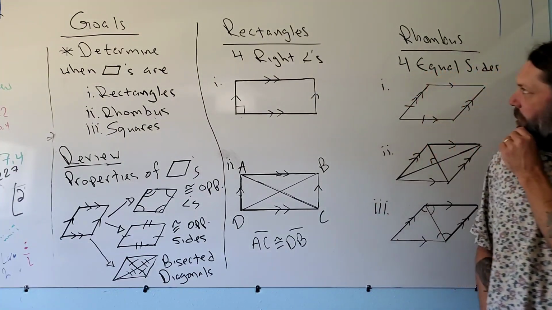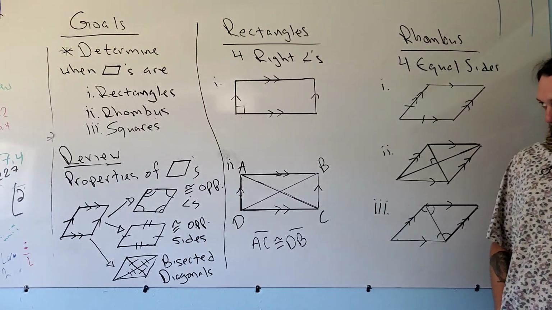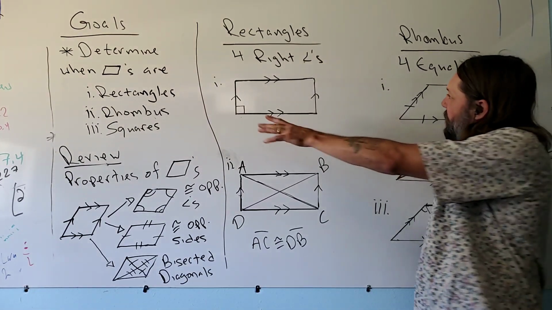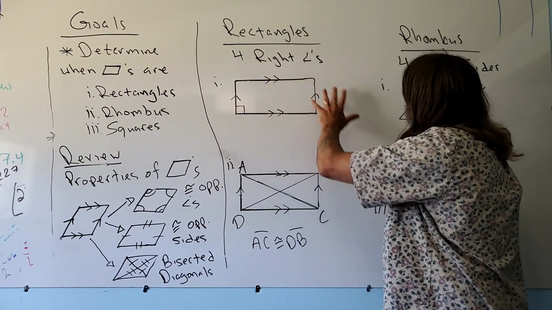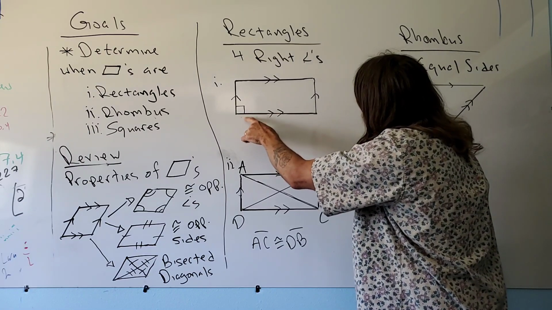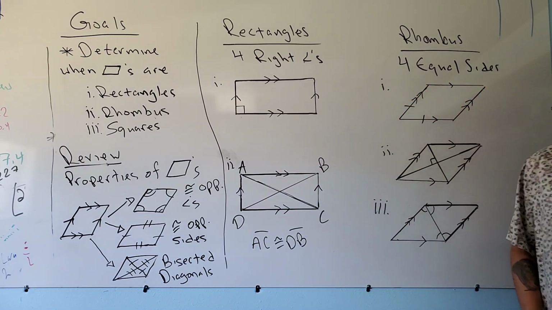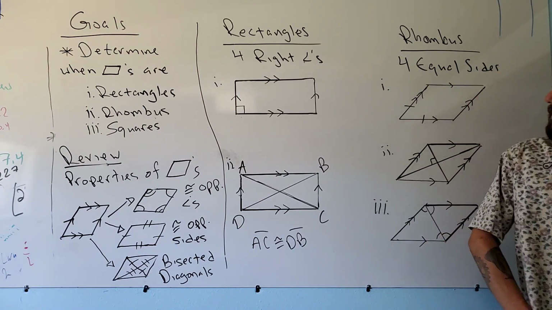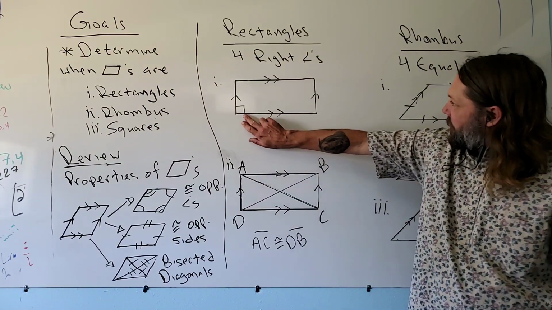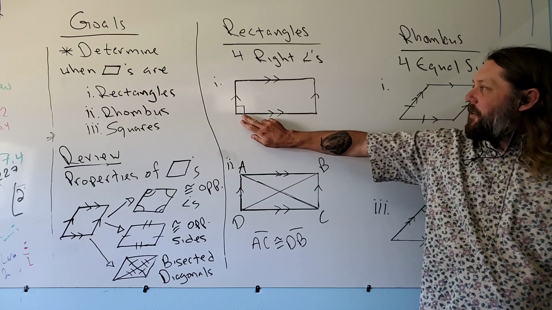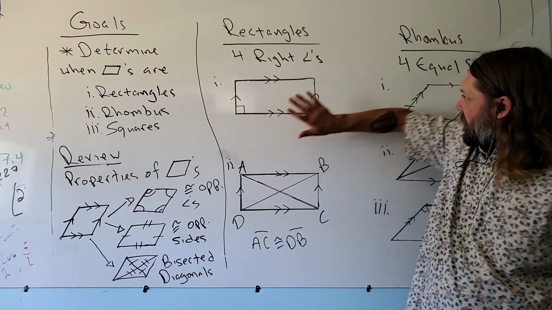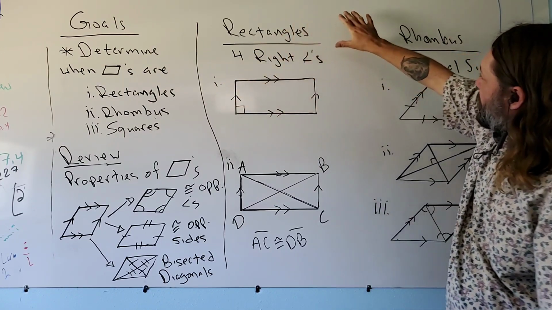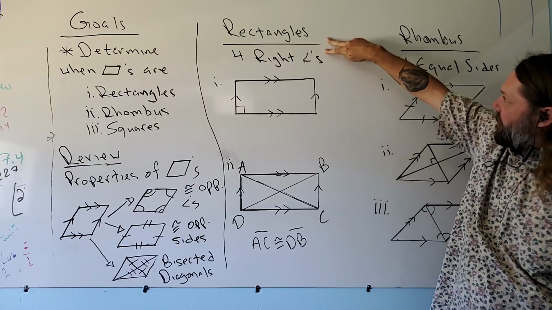Remember, rectangles have 4 right angles, okay? And in this first picture I have a parallelogram, and all we're starting with is 1 right angle. So let's make sure that we understand what we're starting with. We're starting with 1 right angle, and this unique characteristic of this parallelogram should be enough for us to reason that we have a rectangle.